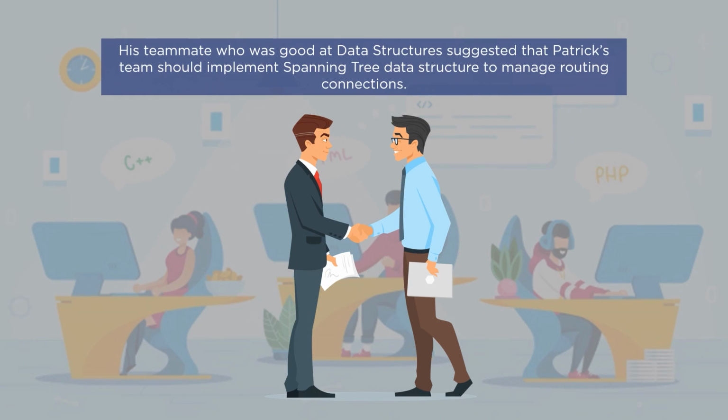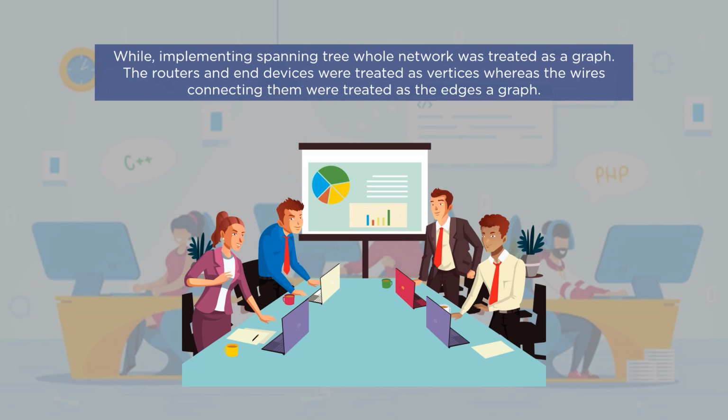One of Patrick's teammates was good at data structures and he came forward with an idea to implement a spanning tree data structure for managing the routing connections. He suggested replacing the old naive routing strategy with a minimal spanning tree routing. After listening to this idea, the whole network administration team started working on implementing a spanning tree. While doing that, they treated the network connection as a graph. The routers and end devices like computers and fax machines were treated as the nodes of the graph, whereas the connecting wires carrying network signals were treated as the edges of the graph.